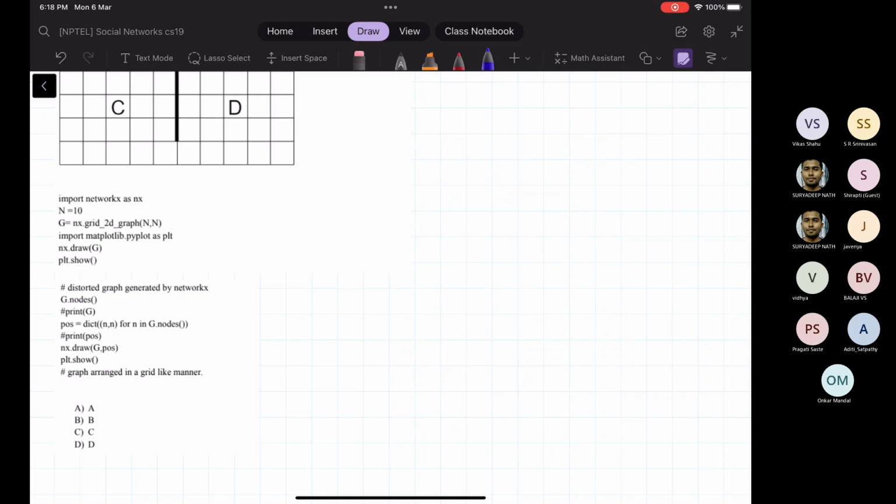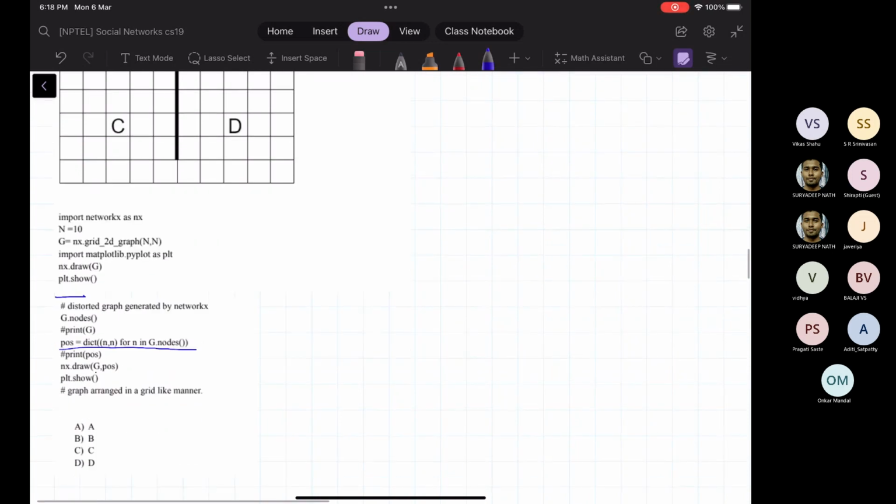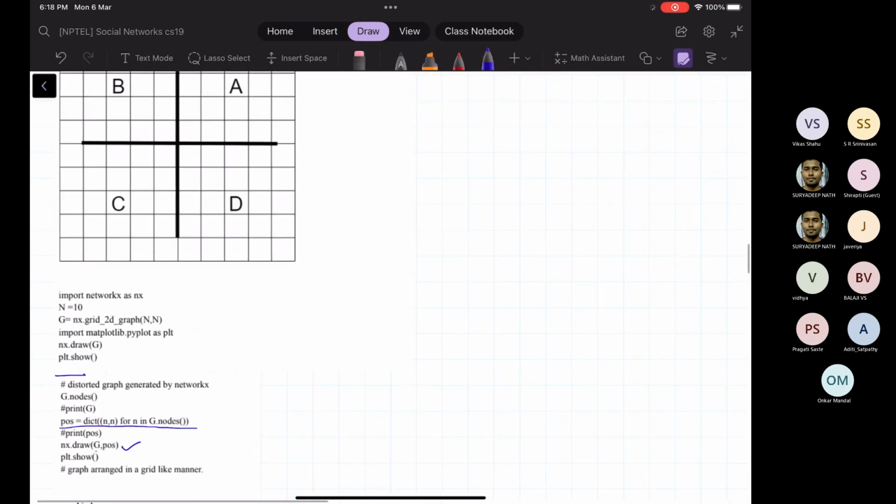So it will show a distorted graph here. Till here it will be a distorted graph, but now if you do g dot nodes and you create this dictionary position of n comma n for n in g nodes, it will draw the graph with the coordinates given. So the graph is arranged in a grid-like manner when you do this step. So how the numbering is done is like this.